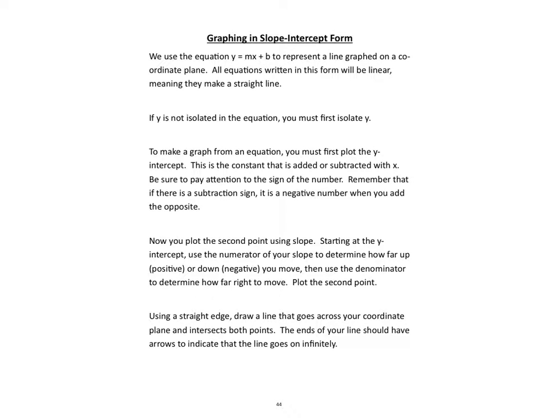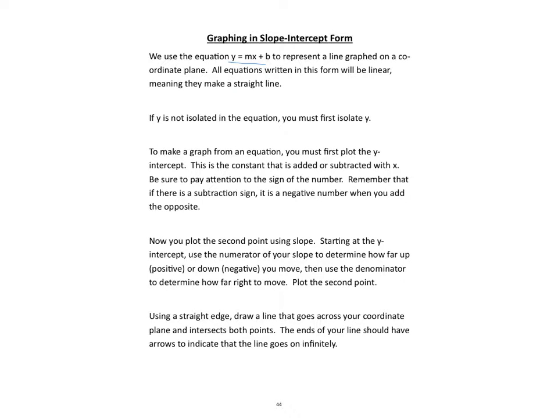Okay, so we've now talked about how to find slope given 2 points or given a graph, and we've talked about how to find y-intercept given a graph. Now we're going to actually graph a line, and you're going to be given the equation. The equation is going to be in the form of y equals mx plus b, okay?